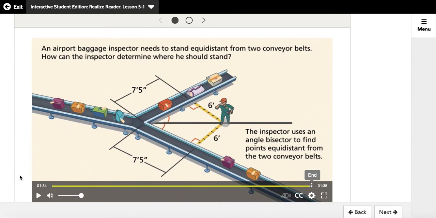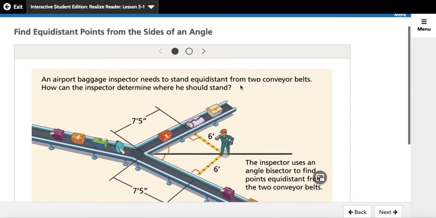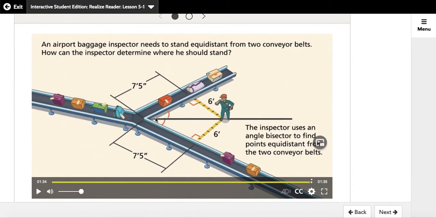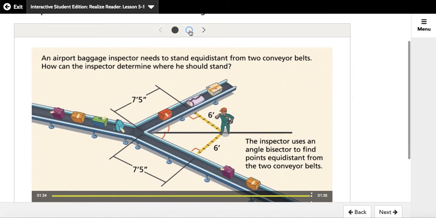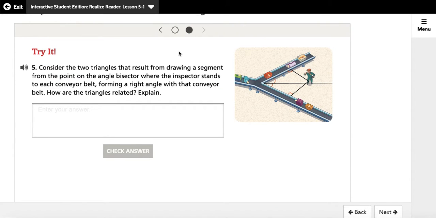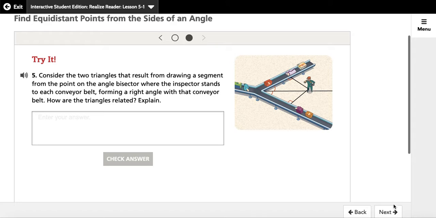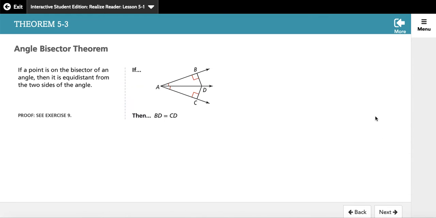Yeah, this is it. So if you need to be equidistant from the sides of an angle, you can just use the angle bisector, and any point on the angle bisector is going to be the same distance away from the two lines. Okay, this is a little different than what we were doing before. Let's see what they have for a sample problem for us. No, we don't need to do that one. We're going to move on to example 6.